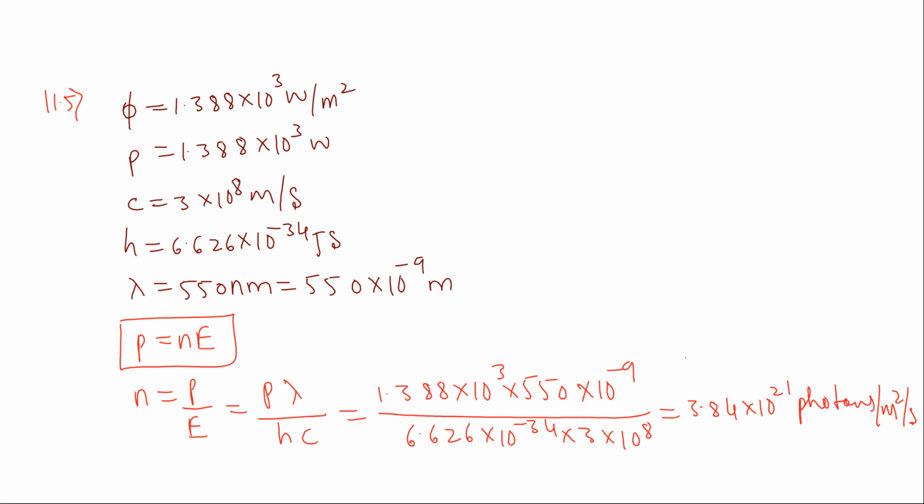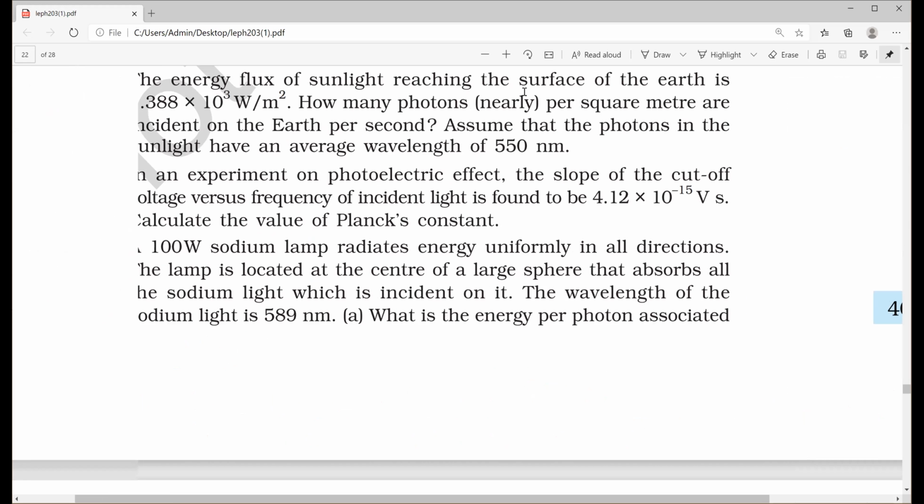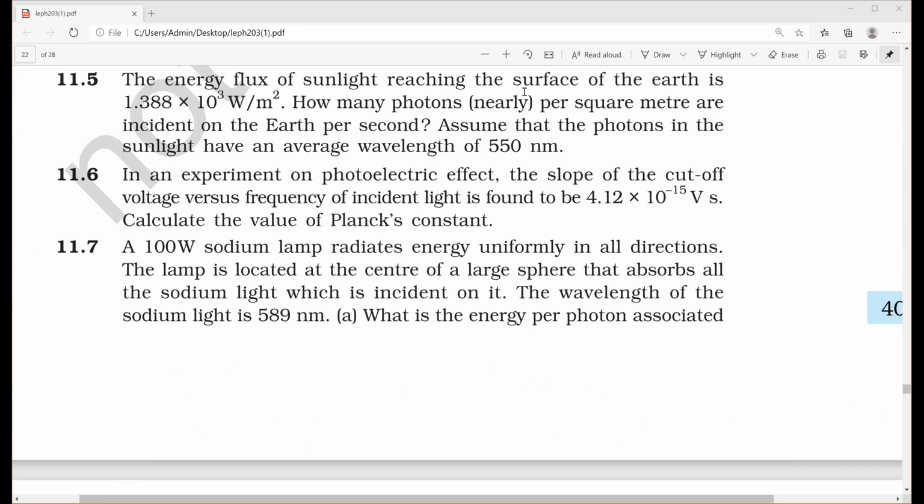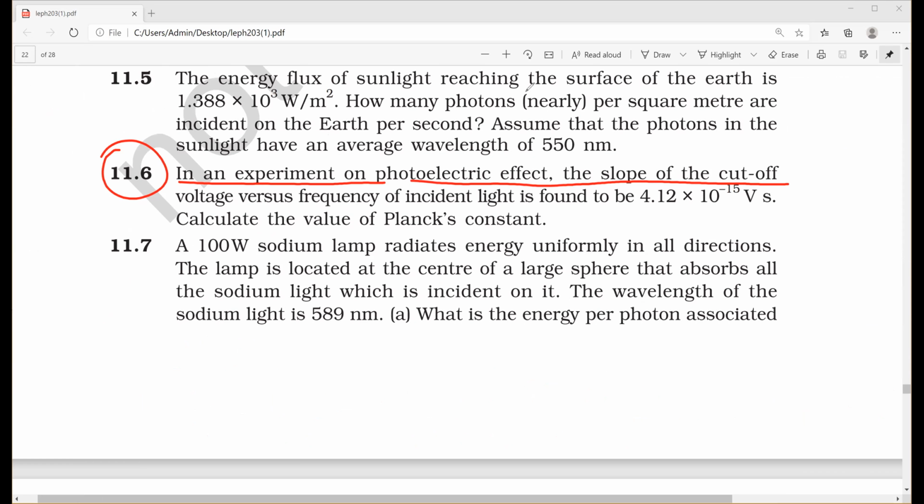So next we shall see 11.6. What have they asked in 11.6? In an experiment on the photoelectric effect, the slope of the cutoff voltage versus frequency of incident light is found to be 4.12 into 10 to the power of minus 15 volt second. Calculate the value of Planck's constant, they have asked. So let us see how to solve this 11.6.